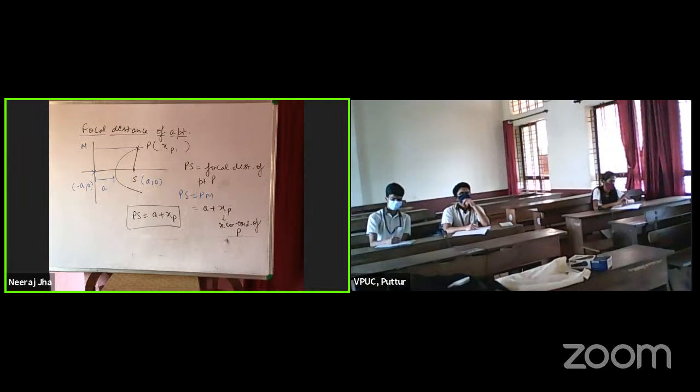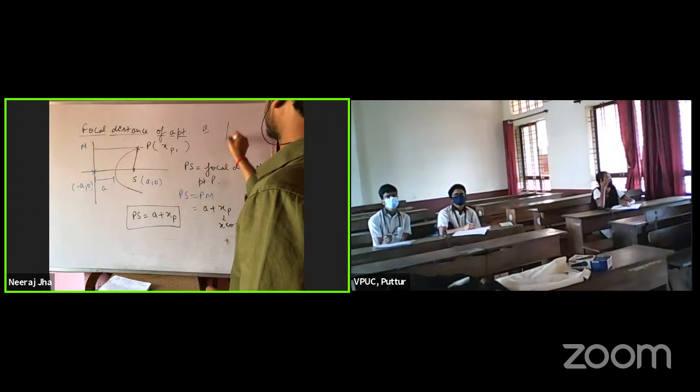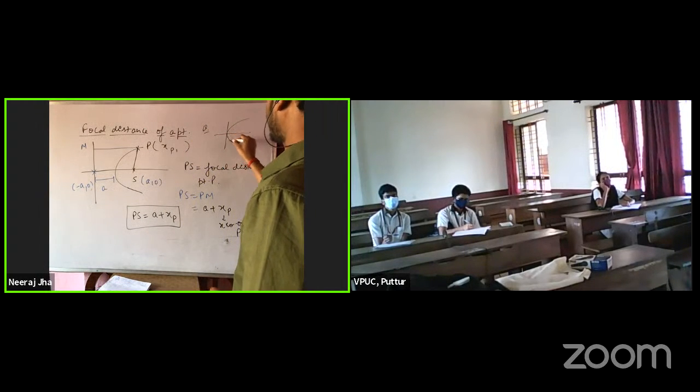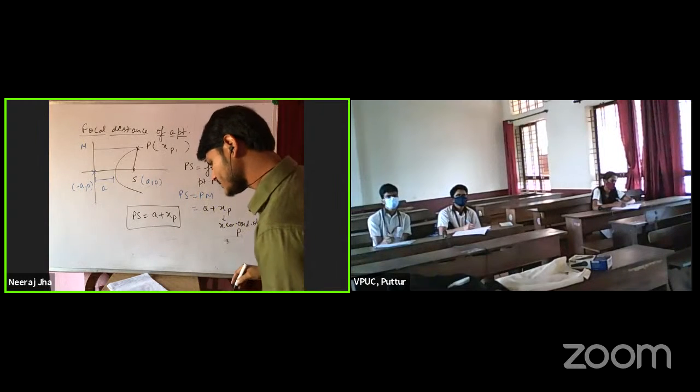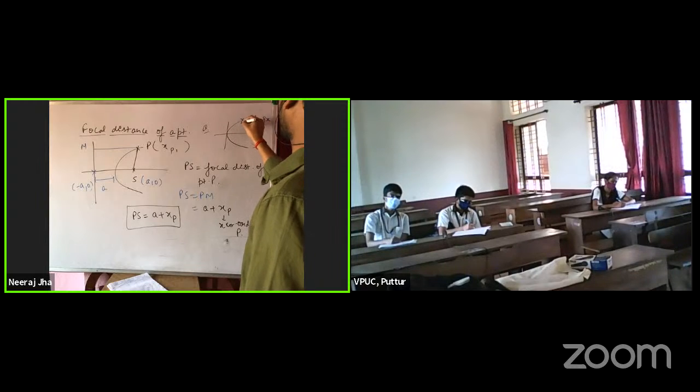So now if you solve question number 9, I'll just solve it for you. If we use this concept, it will be very easy now. Question number 9 says the parabola is y square is equal to 8x. You have to find the focal distance of this point, which is given as 4.